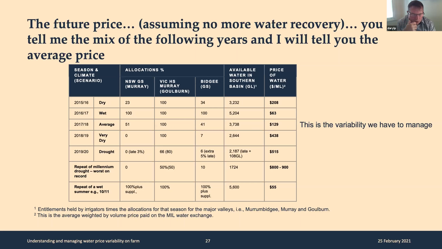If we assume no more water recovery, and we acknowledge there might be some, effectively what we deal with going forward will be certainly linked to what we get from an inflow position, and what that inflow position delivers in our allocation. And this is the variability we're going to have to manage. I can't take variability away. You never can take variability away in agriculture. But this is what we're dealing with. This is what we have to get our heads around to deal with.